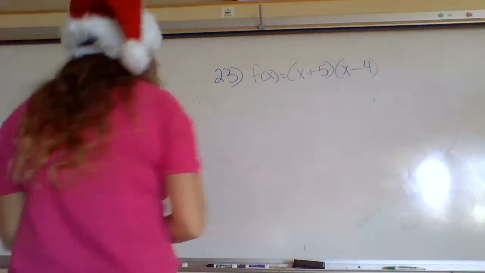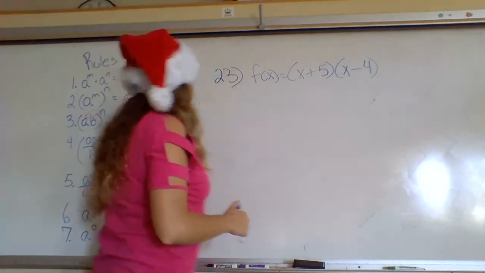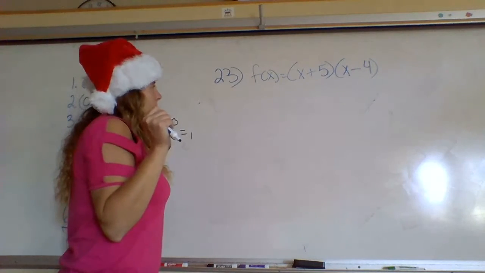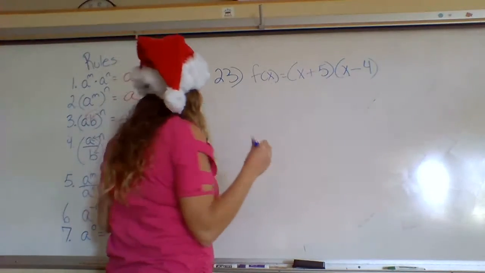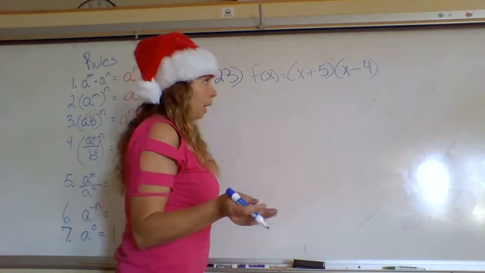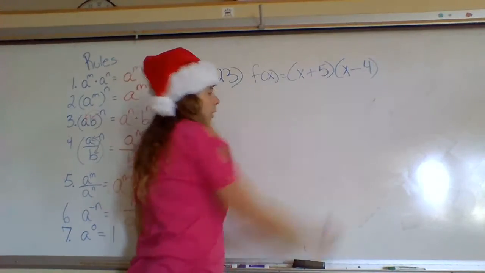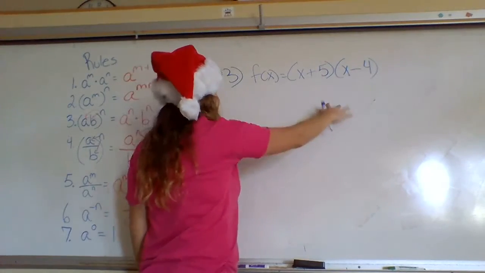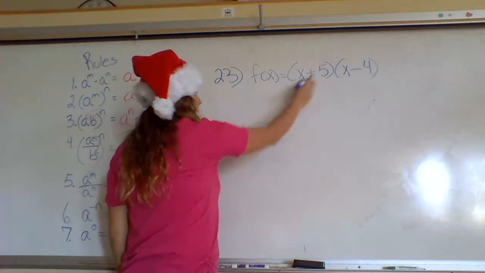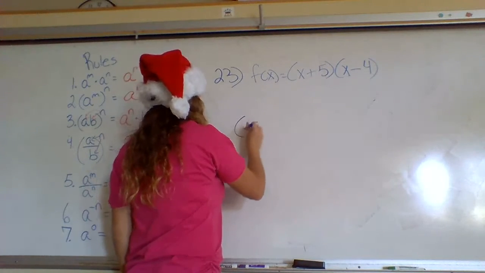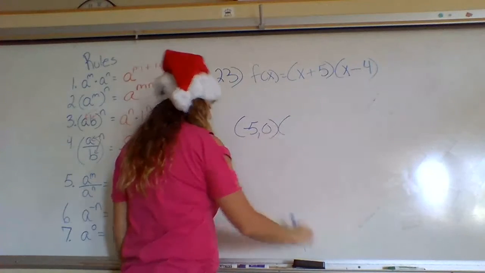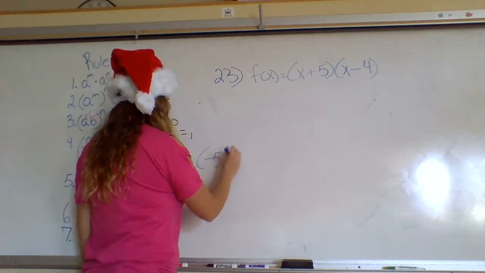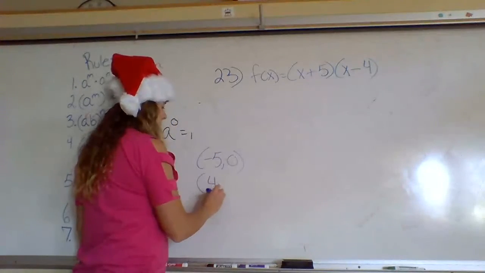So you have to find the x and the y intercepts. To find the x-intercepts, you set this equal to 0 and you solve. Or if you remember from last chapter, this is factored form of a quadratic. In factored form, you can pull them out of your parentheses. It's the opposite of what you see inside. So it's going to be negative 5, 0, and it'll be positive 4, 0.